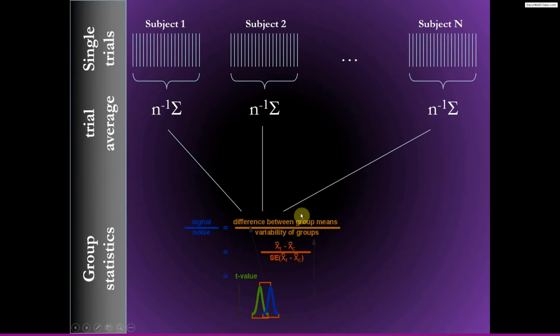Then the group level analyses are done on these averages. So by the time you get to the group level statistical analyses, this would be the level 2 analyses, you don't have access to the single trial data anymore. You only have access to the trial averages at the subject level. So this is a level 2 analysis, a group level analysis.